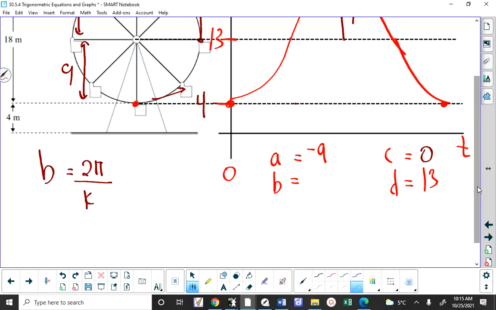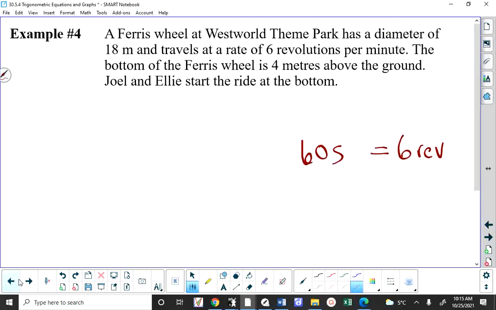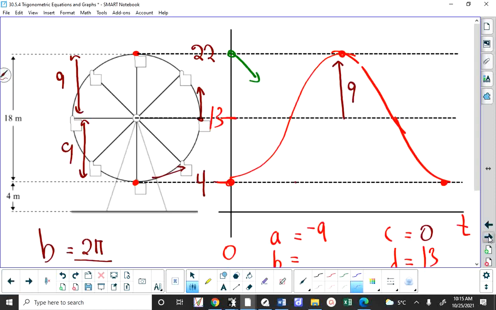I told you that we were parking something here. 60 seconds equals 6 revs because we would need to use it. The period, when you look at the graph, is how long it is from when they start at the bottom to when they get back to the bottom. Which means it's the time it takes the wheel to go around once, which is 10 seconds.